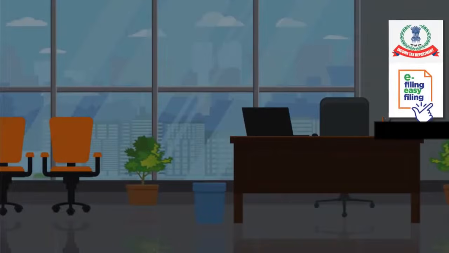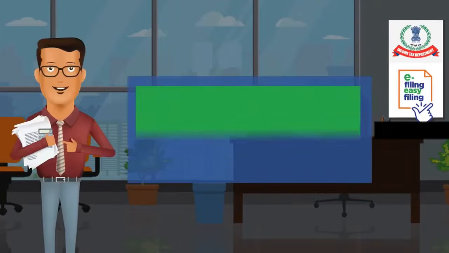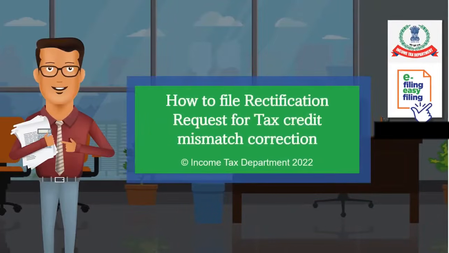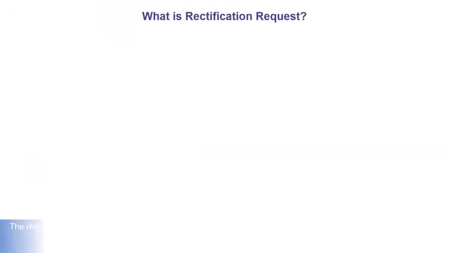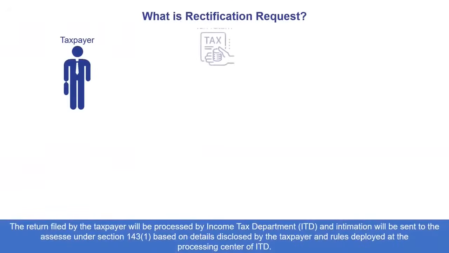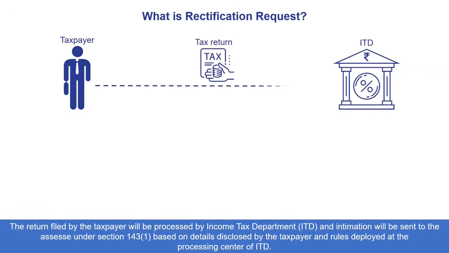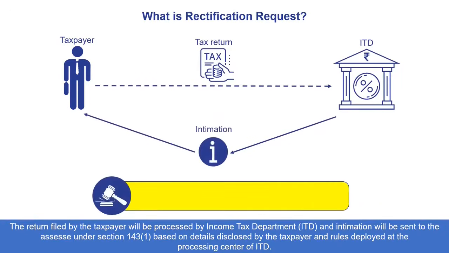This video is on how to file a rectification request for tax credit mismatch correction. Whenever a return is filed by a taxpayer, it is processed by the Income Tax Department and its intimation is sent to the taxpayer under Section 143(1), based on the details disclosed by the taxpayer and the rules deployed by the Processing Center of the Income Tax Department.